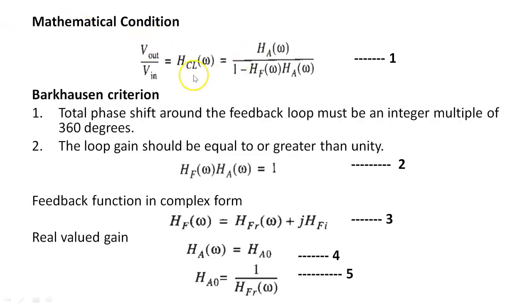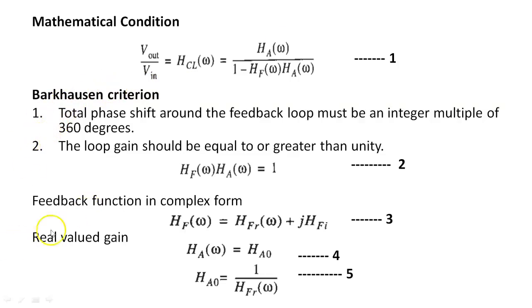That is, HCl of omega, the closed loop transfer function, is equal to HA of omega divided by 1 minus HF of omega into HA of omega. In this equation, HA of omega defines the amplification stage and HF of omega denotes the feedback stage. Since there is no input to the oscillator, that means Vin equals 0, to obtain a non-zero output voltage, the denominator in this equation has to be 0. This requirement leads to the Barkhausen criteria.